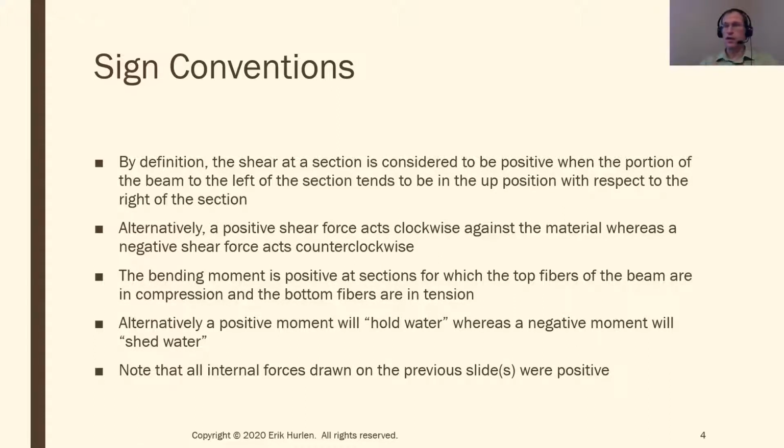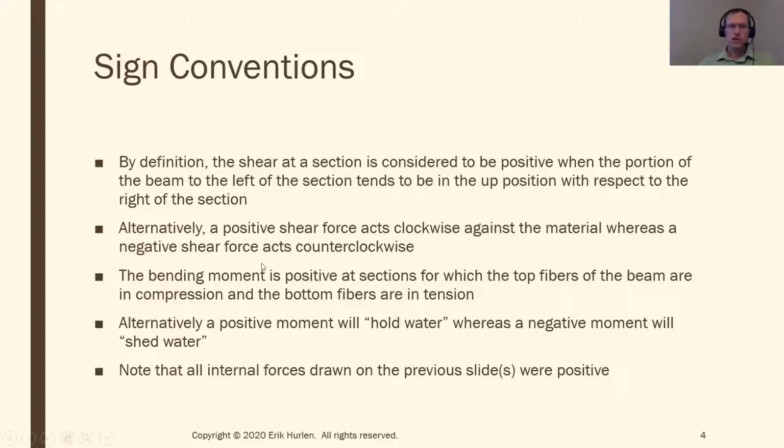On the other hand, negative is the complete opposite. So the top fibers will be in tension. So top fibers pulled apart, bottom pushed together, which will kind of tend to curve the beam downwards. Pour water in that, water runs off. That is a negative bending moment.